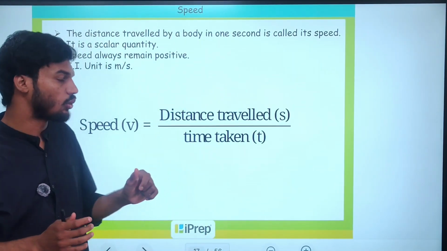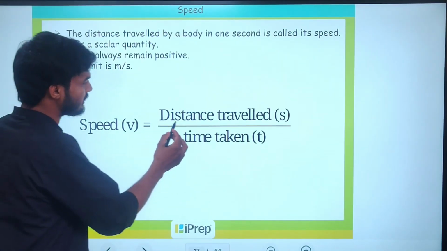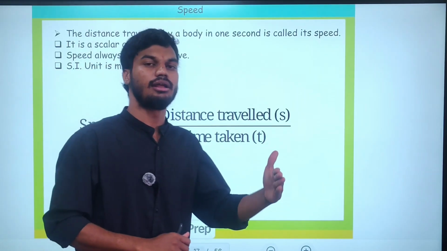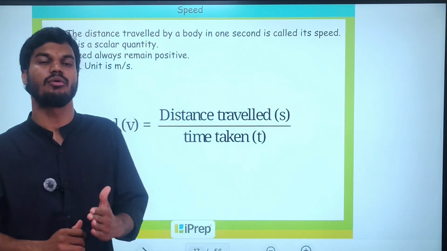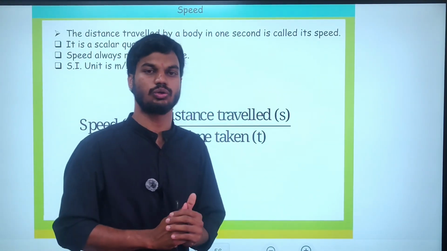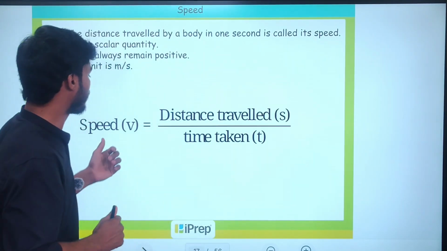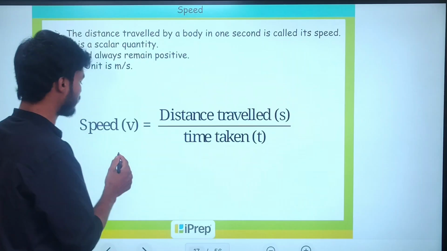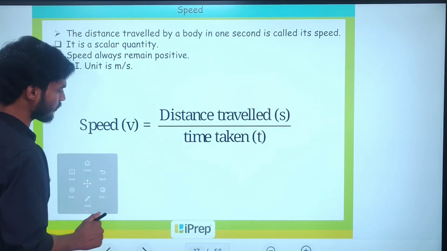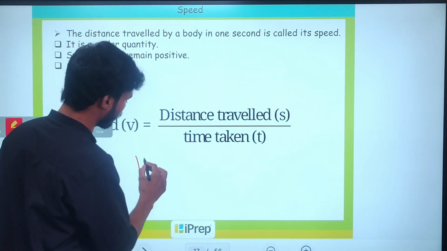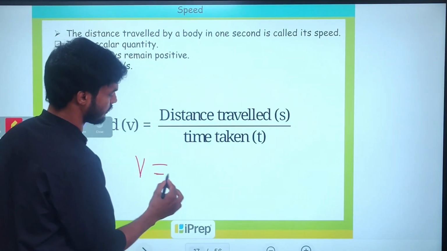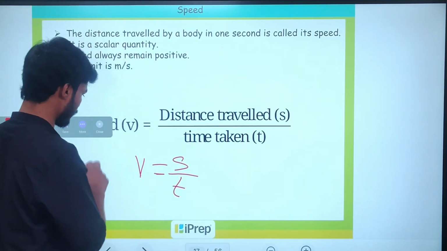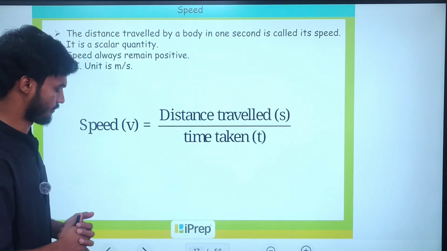With respect to the time, speed is equal to distance traveled by time. So for a specific distance regarding time, for 10 seconds, how much distance was traveled is known as the speed. Simply, speed is equal to distance by time. Distance traveled by time. So simply we can measure the speed. Speed, that is V, is equal to distance by time, the total distance traveled by time.